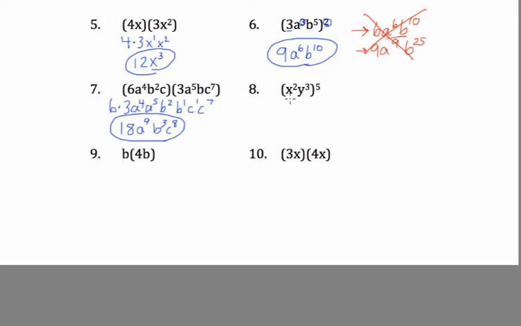Number 8, x squared y to the 3rd to the 5th. So I'll break this up and go piece by piece. When I raise an exponent to another exponent, I multiply exponents. So this will be x to the 10th, y to the 15th.